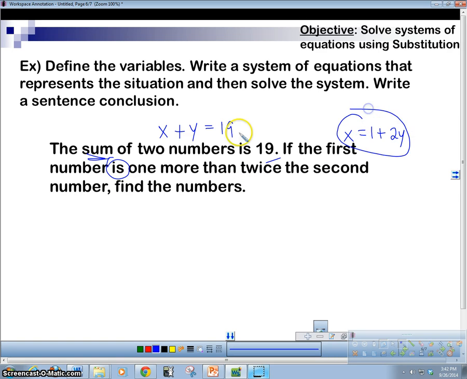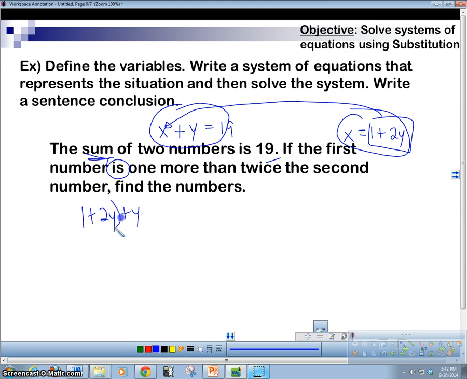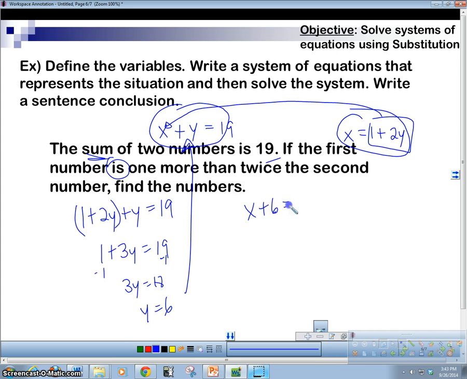Well, now I have my 2 equations, right? So I'm going to take this part right here and substitute it right here for x. So I'm going to have 1 plus 2y plus y equals 19. So I get 1 plus 3y equals 19. Subtract 1. 3y equals 18. Y equals 6. Okay, that's my second number. So if I plug this back in there, I should get x plus 6 equals 19. Subtract 6. X is 13. So I get 13 for one of the numbers and 6 for the other number.